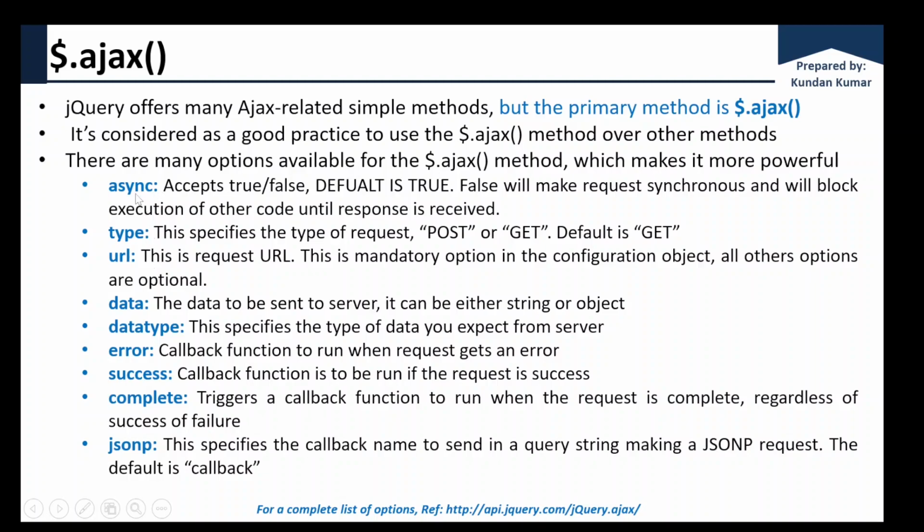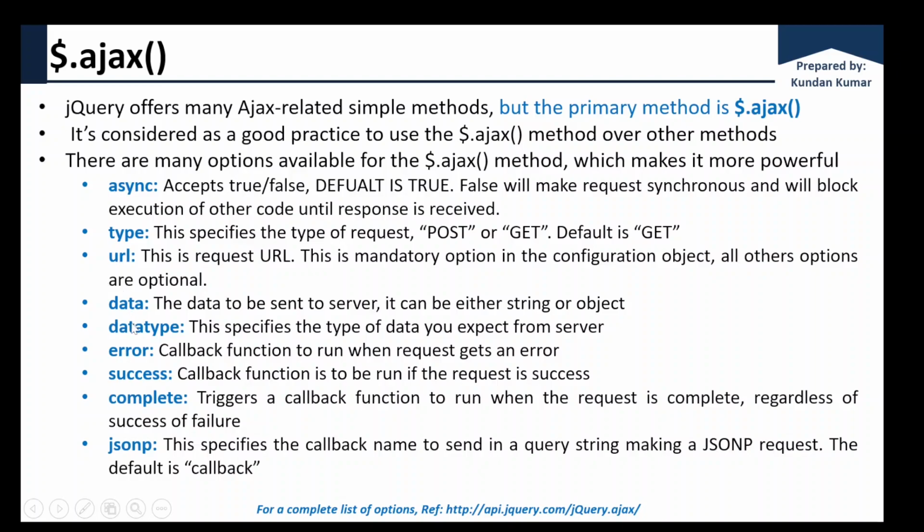A few are listed here. The async option of the AJAX method accepts true or false. The default is true. When you choose false, it will make the request synchronous and will block execution of other code until the response is received. Type is another option. This specifies the type of request, which can be post or get. The default is get. URL is the option. This is the request URL. This is a mandatory option in the configuration object of AJAX. All other options are optional, meaning the options you are seeing here are optional other than URL.